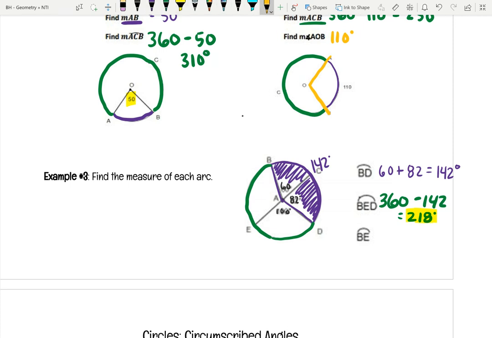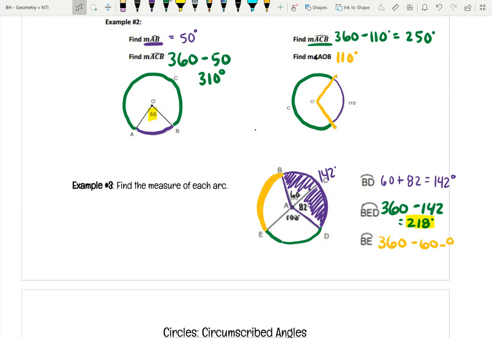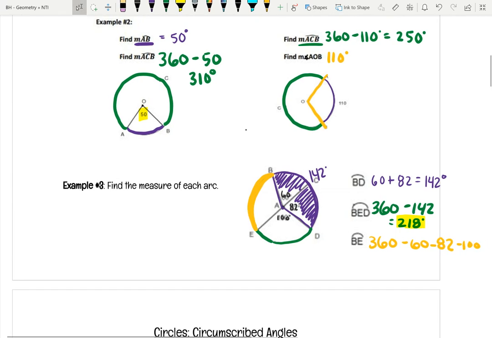And then that last one, it says arc measure BE. So you're looking at from B to E. So that's the only piece we actually don't know yet. So if the full circle is 360 and we have the other 3 central angles, then we can just do 360 minus the 60 minus the 82 minus the 100. Okay, so when you do that, you get 118.